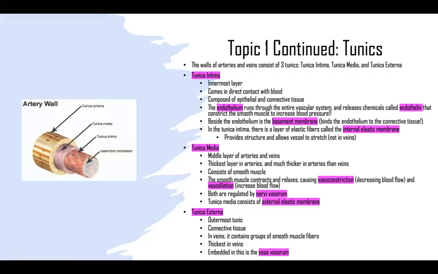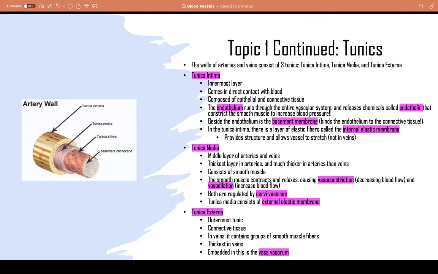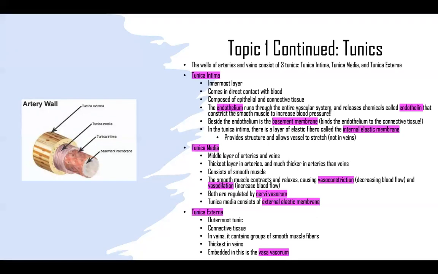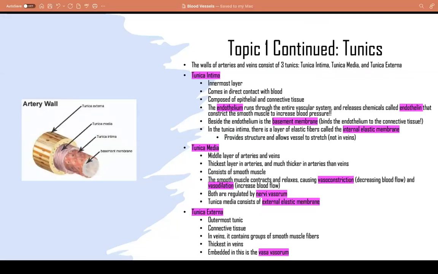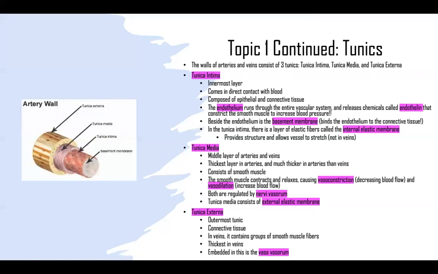It is made up of epithelial and connective tissue. The epithelium is called the endothelium and is continuous throughout the entire vascular system. This releases local chemicals called endothelins that can constrict the smooth muscle within the walls of the vessels in order to increase blood pressure.